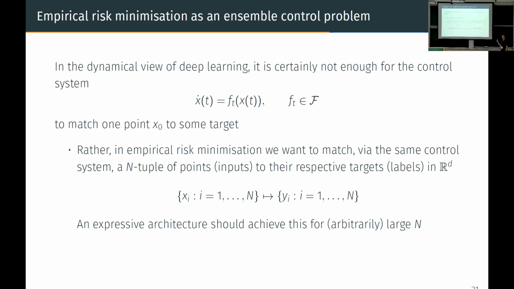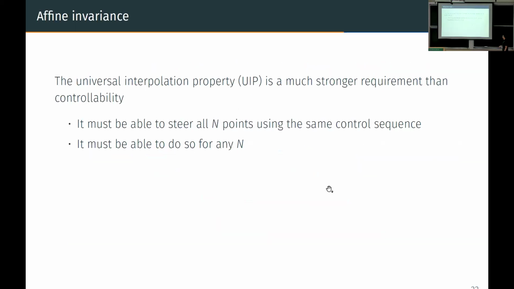But it's also not quite that, because we want to do that for any n. So this control family must be able to do that for every single n. We call this the universal interpolation property. It's slightly different from universal approximation; we'll say more on that later. You can see that this universal interpolation property, or UIP, is a much stronger requirement than controllability, right? We need to control many points using the same control, and we have to do it for arbitrary n. So you can imagine this is not easy to do.